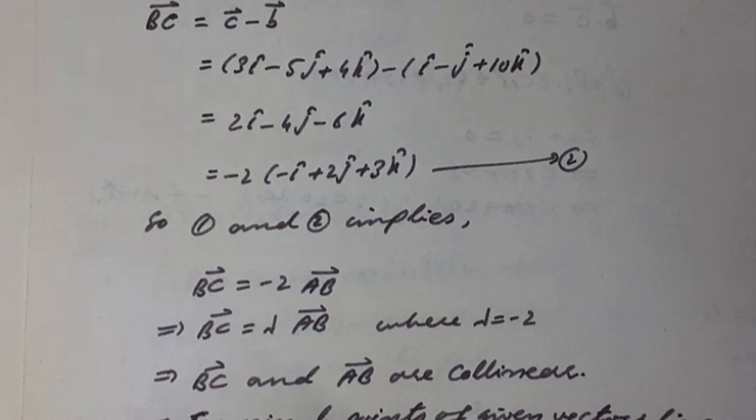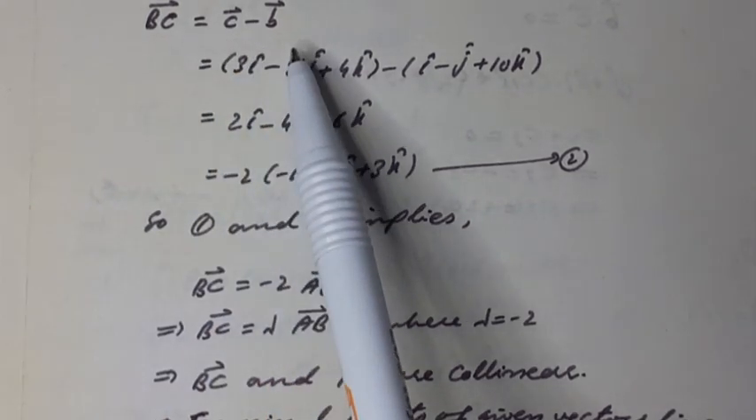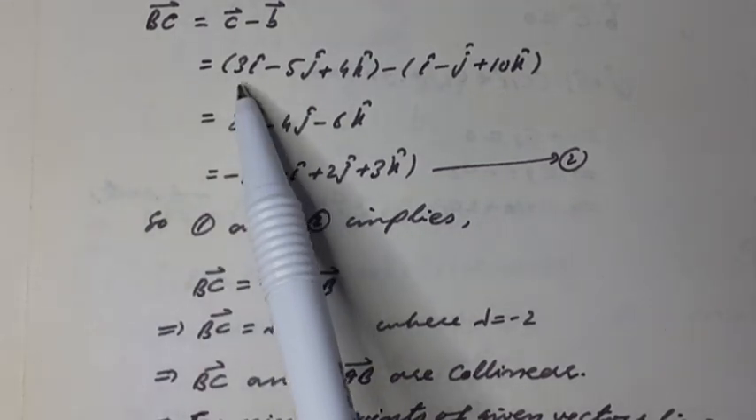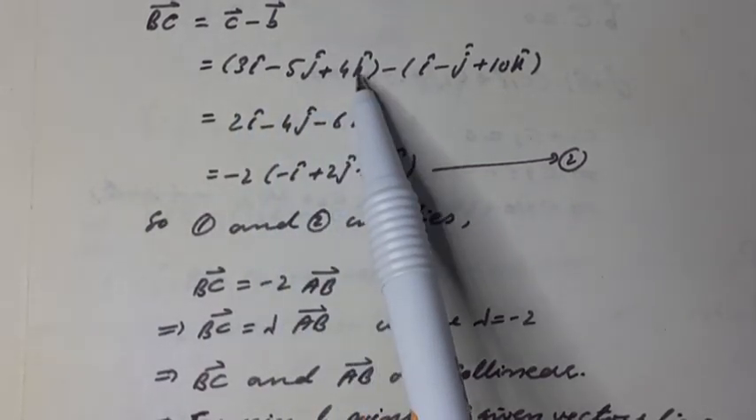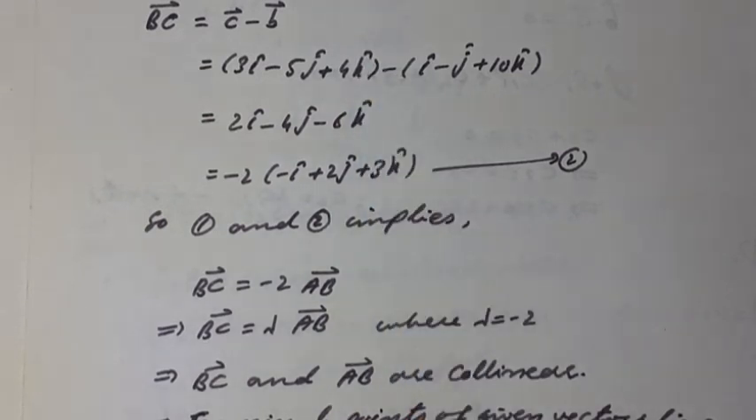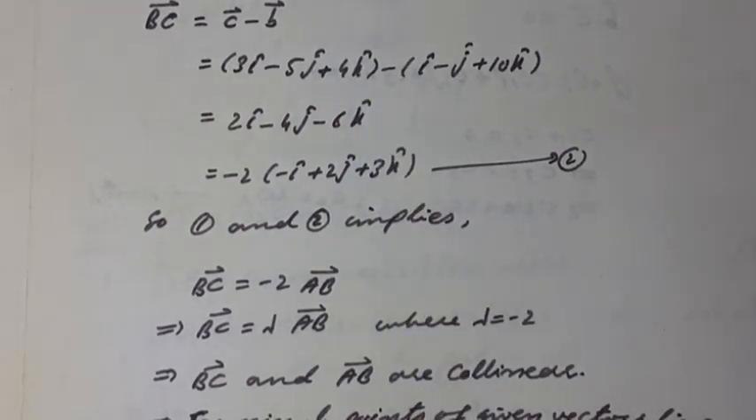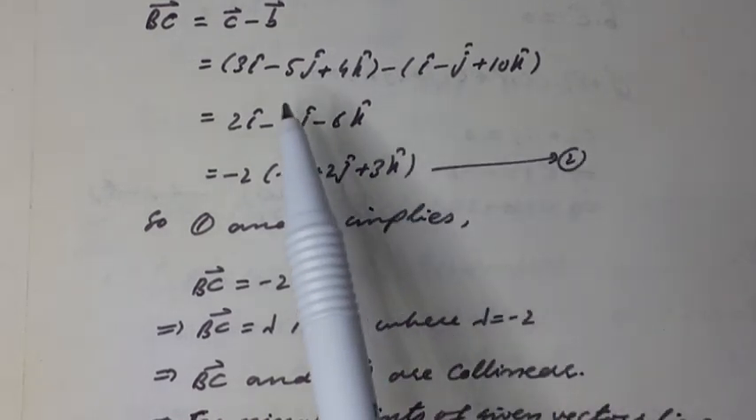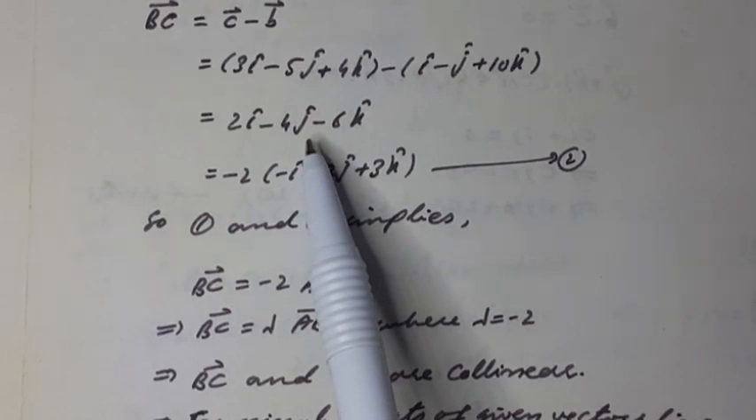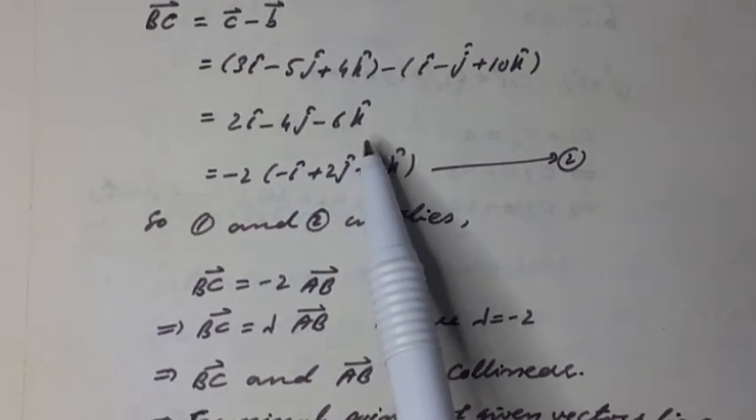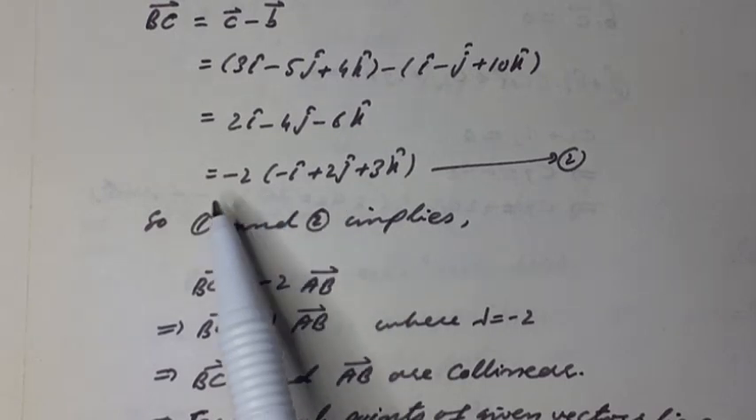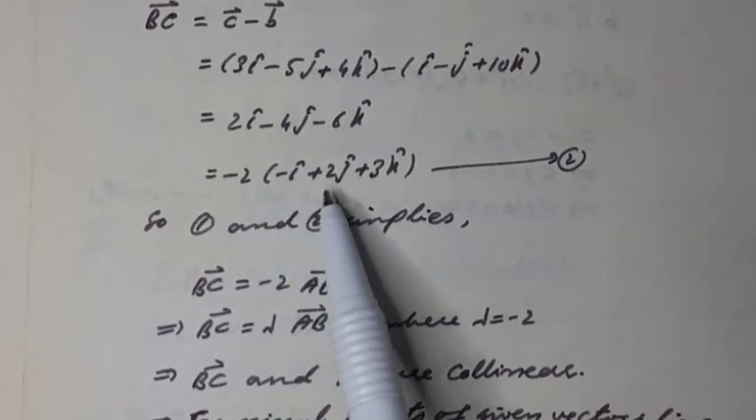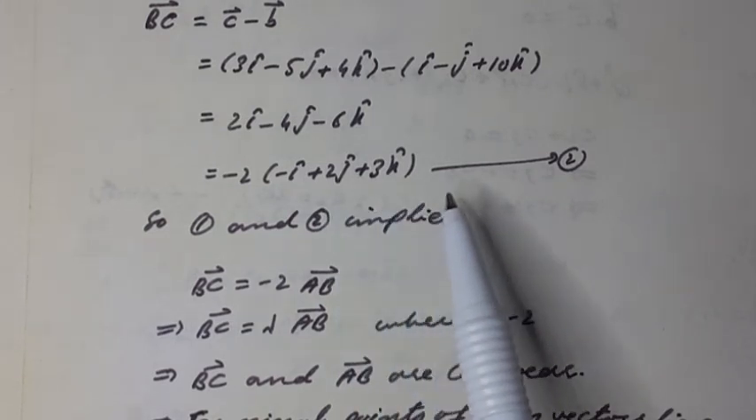Equation 1. BC vector is equal to C vector minus B vector. This is equal to 3i unit vector minus 5j unit vector plus 4k unit vector minus i unit vector minus j unit vector plus 10k unit vector. This is equal to 2i unit vector minus 4j unit vector minus 6k unit vector. This is equal to minus 2 into minus i unit vector plus 2j unit vector plus 3k unit vector.